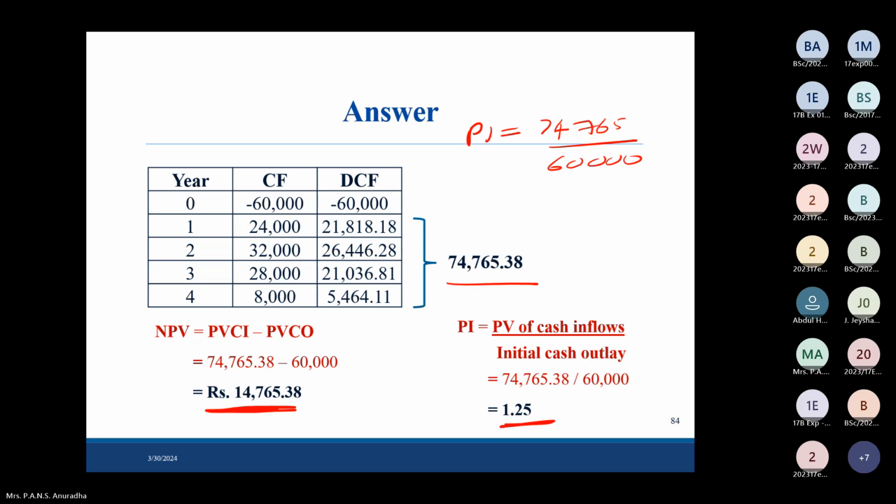Did you get these answers? I hope you got it, no? Any clarification on the calculation? Right, I think you have done it.